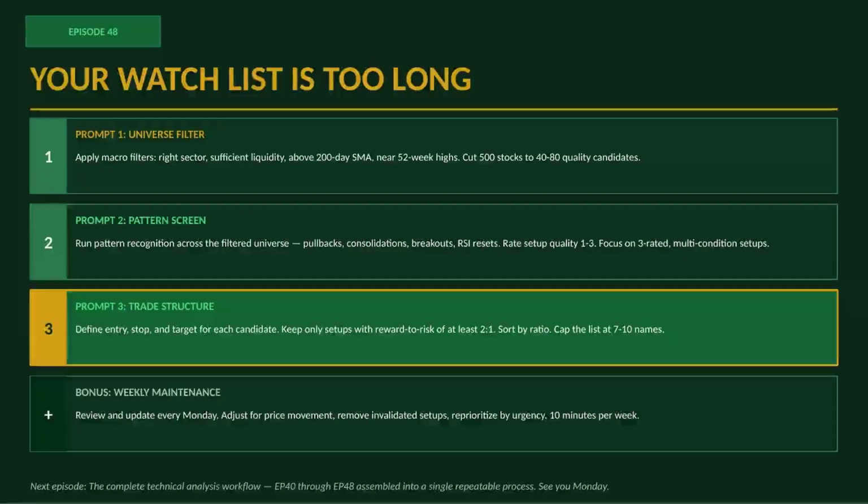Prompt 3. Trade structure. Build the complete entry, stop, and target for each candidate. Keep only the setups with a reward to risk ratio of at least 2 to 1. Bonus. Weekly maintenance. Review and update the list every Monday. Adjust for price movement, remove invalidated setups, reprioritize by urgency.